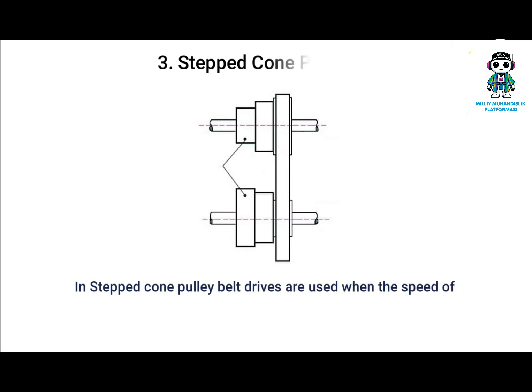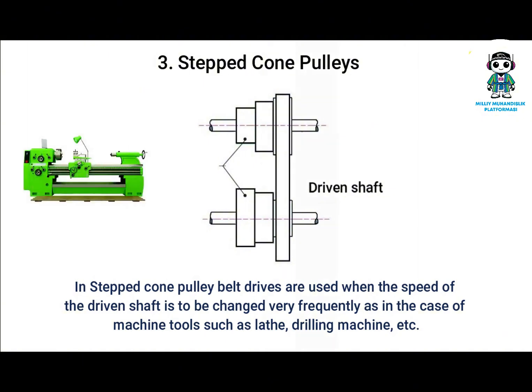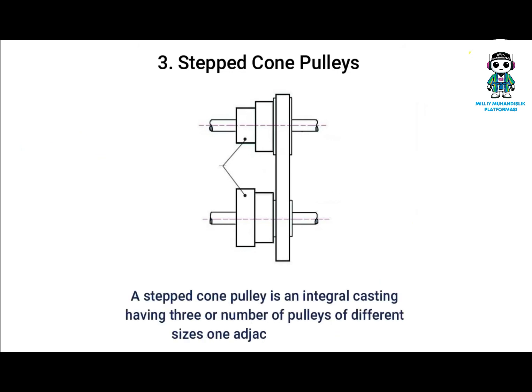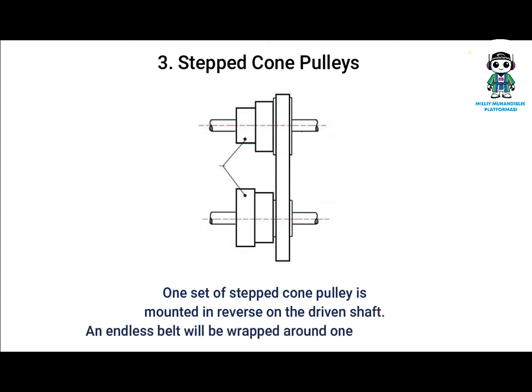In stepped cone pulley, belt drives are used when the speed of the driven shaft is to be changed very frequently, as in the case of machine tools such as lathe, drilling machine, etc. A stepped cone pulley is an integral casting having 3 or more pulleys of different sizes, one adjacent to the other. One set of stepped cone pulley is mounted in reverse on the driven shaft, and an endless belt will be wrapped around one pair of pulleys.